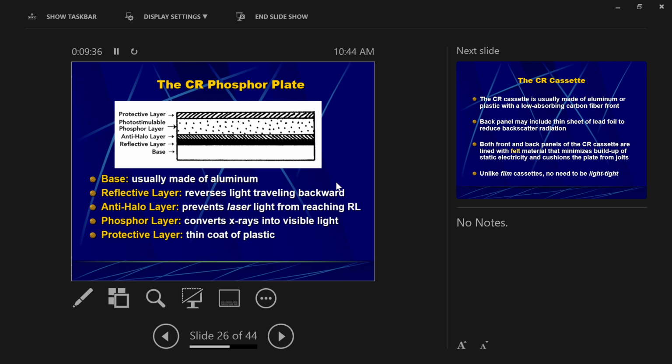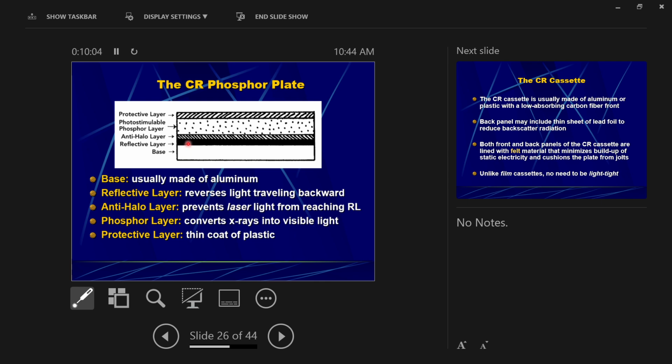So what you're looking at right now in this image is a cross section. When you look at the bottom of this image, the base, that's the back of the plate, the black back of the plate. And the top layer, the protective layer, is the front, the white shiny front that you're seeing. Okay, and so from bottom to top, the base is made of aluminum, just a sheet of aluminum to give it some thickness and some structure.